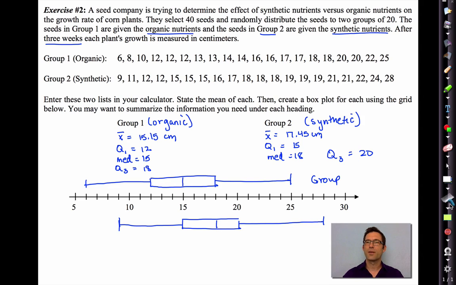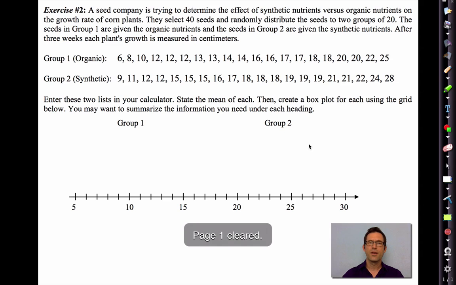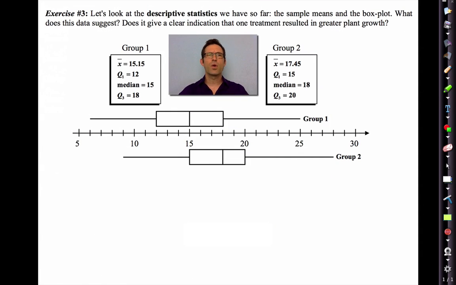Okay. I'm going to clear out the text. Now, right here, I've got everything summarized from that last graph. I even don't have the whiskers on the box plot. So exercise 3 says, let's look at the descriptive statistics. All of this, everything you see on your screen right now, are descriptive statistics. Okay? What does the data suggest? And does it give a clear indication that one treatment resulted in greater plant growth?